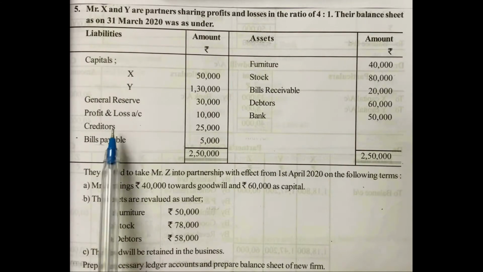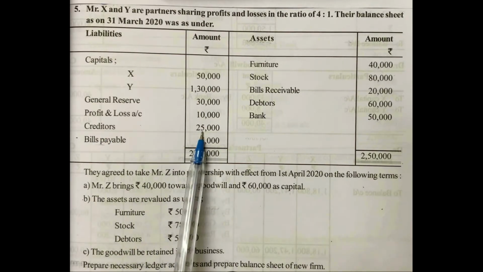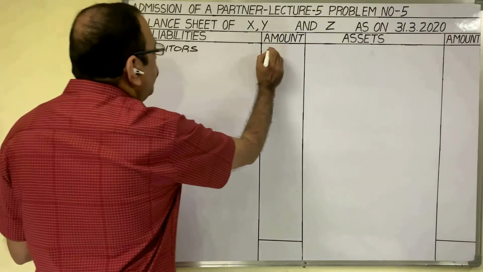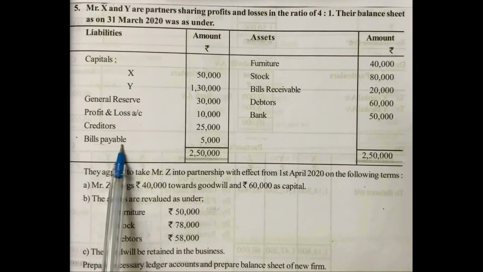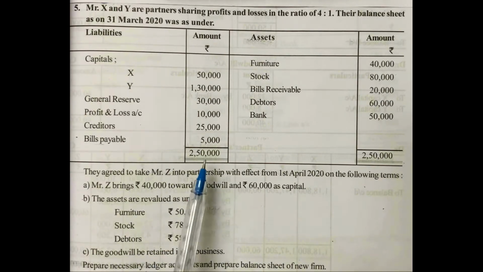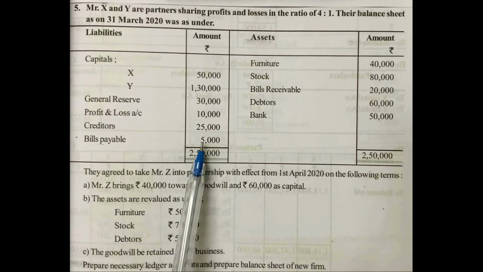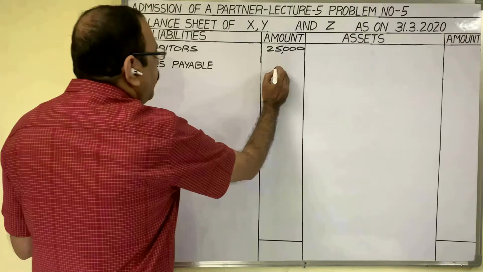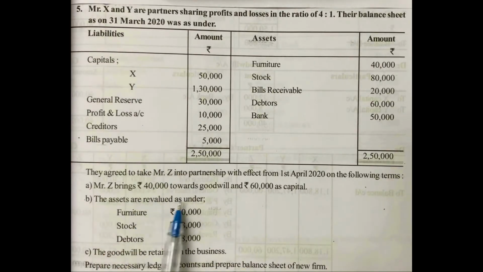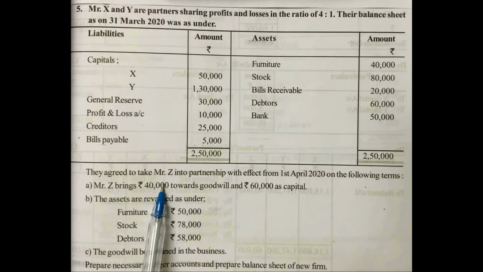Creditors. Related with creditors there is no additional information. Therefore creditors amount 25,000, in the new balance sheet also under liability side you have to show. Creditors 25,000 rupees. Next, bills payable 5,000 rupees. As there is no additional information regarding bills payable, the same amount appears in the new balance sheet under liability side. Bills payable 5,000 rupees. Observing additional information, any extra liability is given? There is no extra liability. So liability side, all amounts we have written.